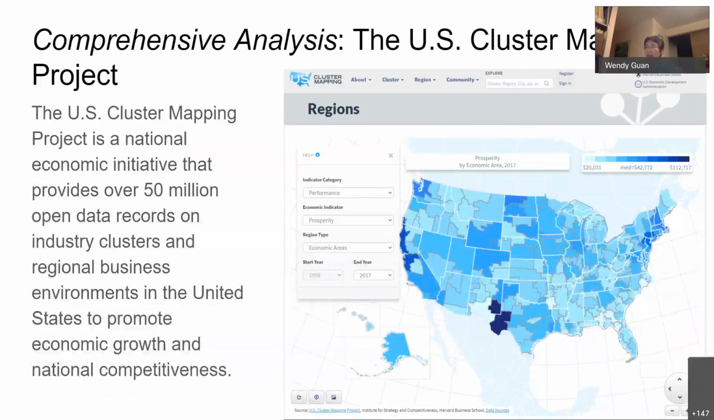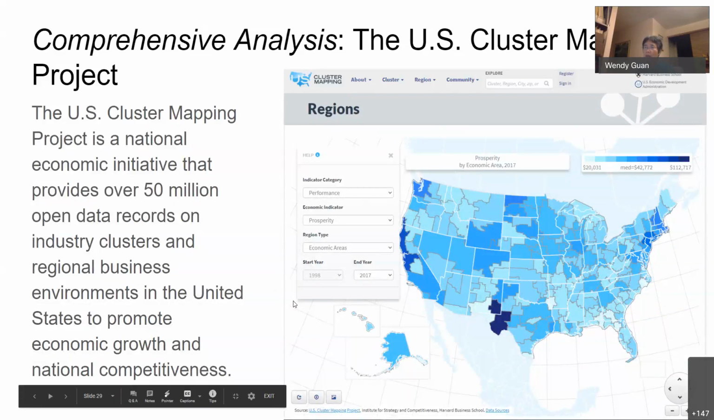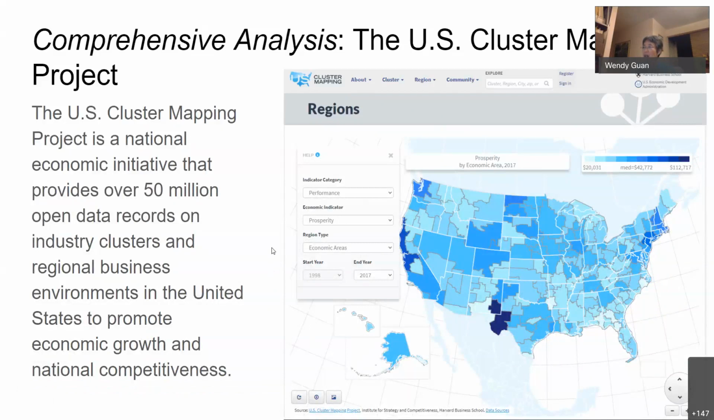Now, last, I want to also mention a very comprehensive project, which is called the U.S. Cluster Mapping Project. This is a multi-year, high-profile project conducted by Dr. Michael Porter and his team in Harvard Business School, which studies the economic and industry relationships across the U.S. in multiple years. This one involved just about any and all different analytical approaches you could imagine.